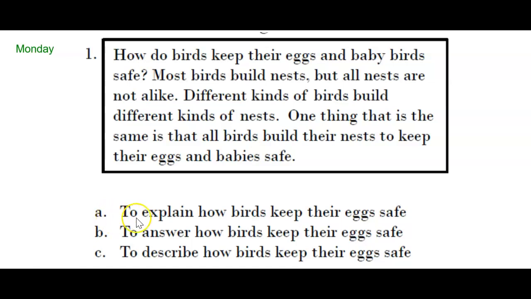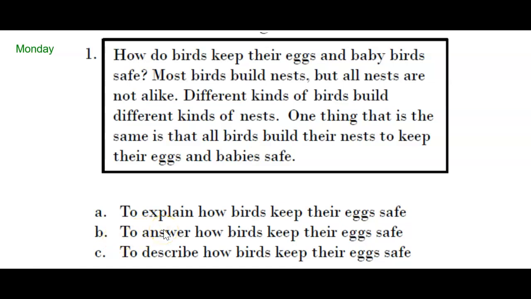Now let's look at our answer choices again. Answer choice A says, to explain how birds keep their eggs safe. Well, we did learn how birds keep their eggs safe. We learned that they keep their eggs safe by building a nest. And not all the nests are alike. Remember, boys and girls, if we see an answer choice that may be our answer, we leave it alone and read the other answer choices first.